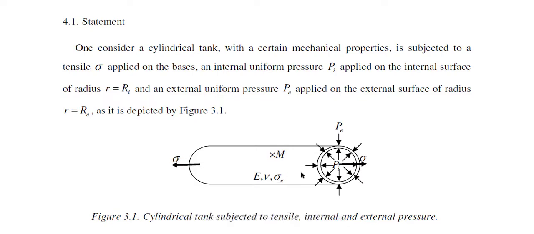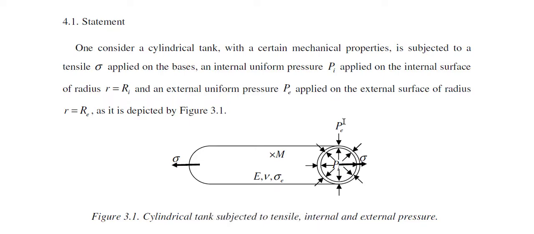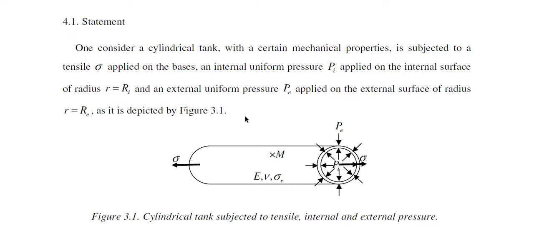This cylindrical shell is subjected to an external loading. We have an internal uniform pressure Pi applied on the internal surface of the shell. We have also an external uniform pressure PE applied on the external surface of the shell, and also we have a tensile stress sigma applied on the bases of the shell. It's to note here that the height of the shell is considered infinite.